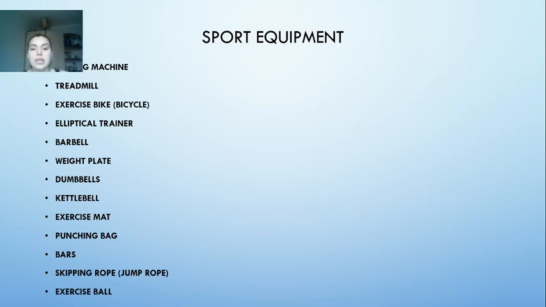So, I think that it's enough for you for sport equipment. It's the most usable, yeah, the most popular equipment that you can meet.